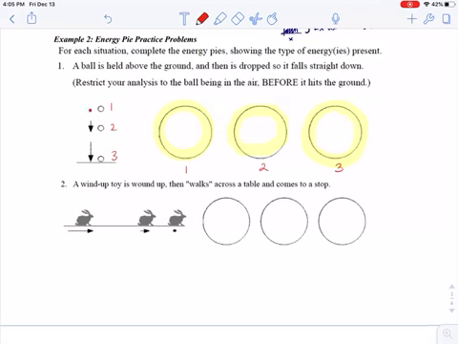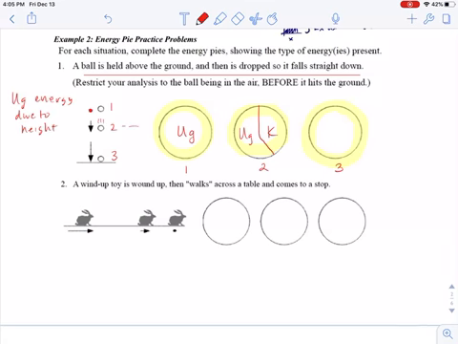At the very top here, a ball is held above the ground and then is dropped so it falls straight down. At the very top, all of the energy possessed by the ball is gravitational potential energy. That is energy due to height. At position 2, I'm a little less than halfway down, which means that more than half of the energy that the ball has is gravitational potential energy, but some of it has been converted to kinetic energy because the ball now is moving.